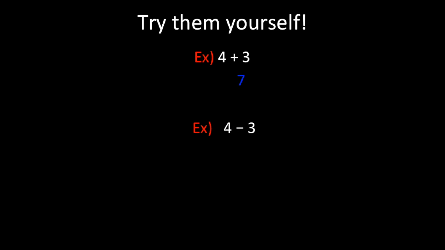Next, think about this problem. 4 minus 3. 4 has a positive sign. 3 is negative. Because they have different sign, what do you do? You subtract. Next, look at which number is larger and what is the sign of that number. 4 is larger. 4 has a positive sign, so your answer is positive.